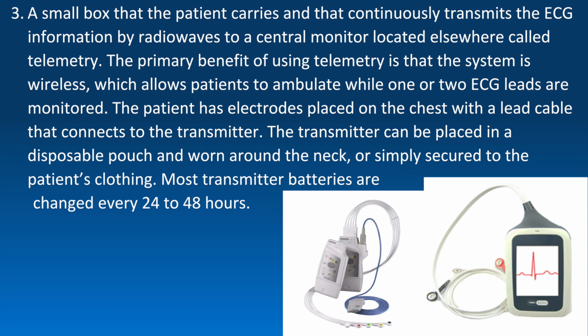The primary benefit of using telemetry is that the system is wireless, which allows patients to ambulate while one or two ECG leads are monitored. The patient has electrodes placed on the chest with a lead cable that connects to the transmitter. The transmitter can be placed in a disposable pouch and worn around the neck, or simply secured to the patient's clothing. Most transmitter batteries are changed every 24 to 48 hours.